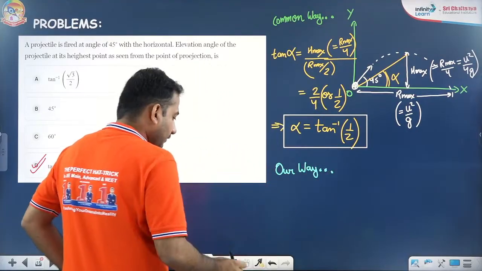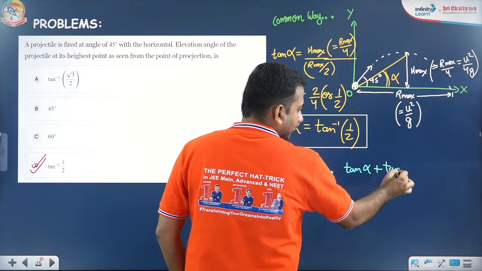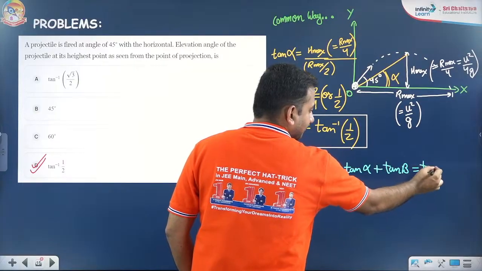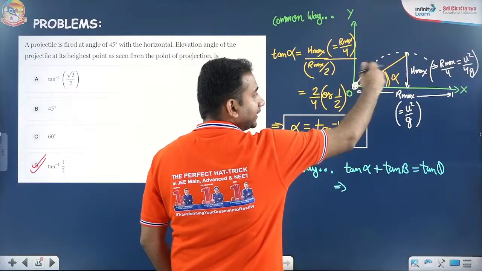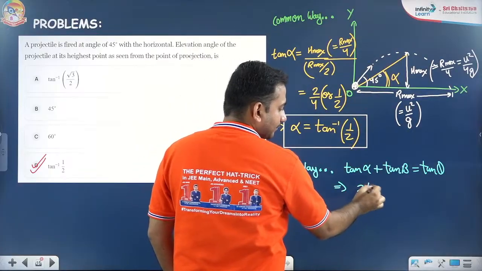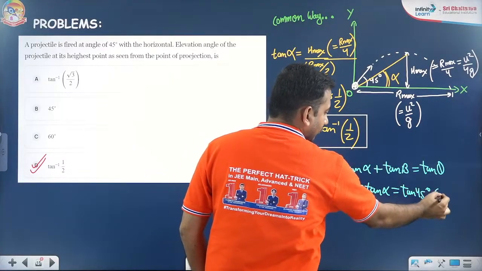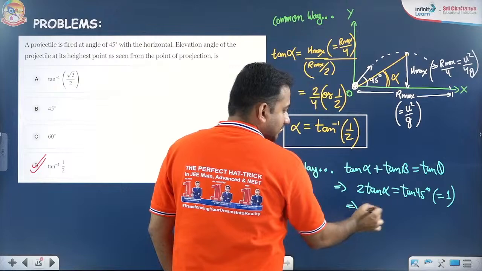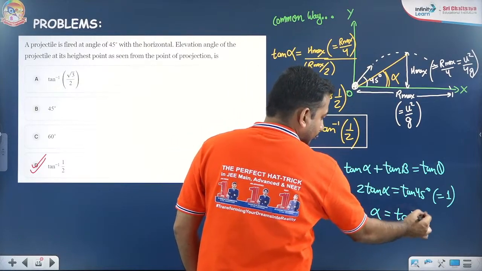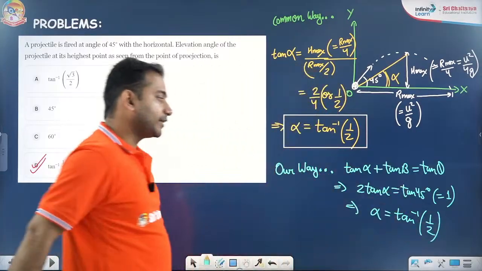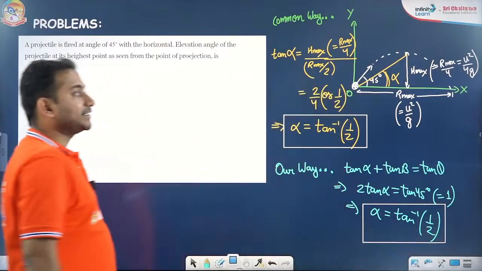Our way of doing this problem is, we always write tan alpha plus tan beta is equal to tan theta. At H max, the maximum height, by symmetry alpha and beta are going to be the same. So twice tan alpha will be equal to tan 45 degrees, which is equal to 1. Tan alpha will be equal to 1 by 2. So alpha will be equal to tan inverse 1 by 2. I hope this logic is clear to you.